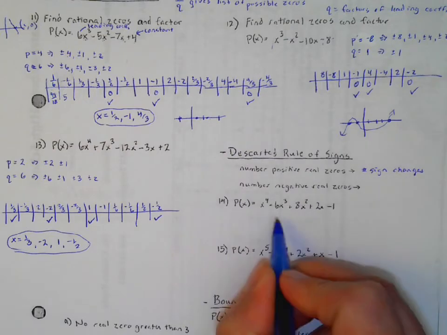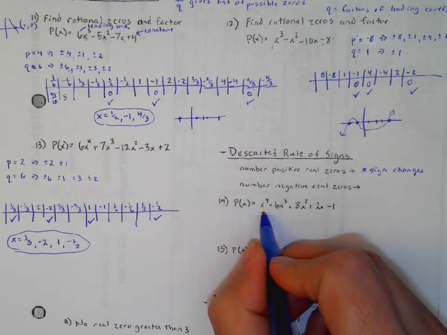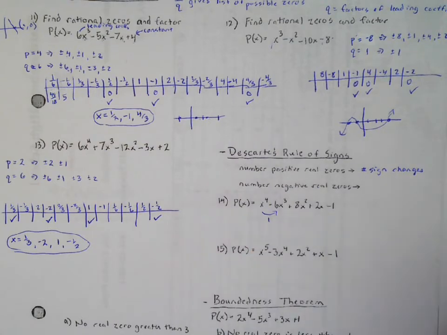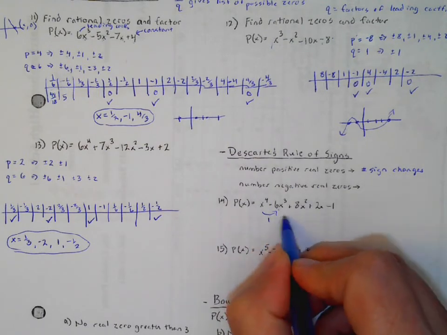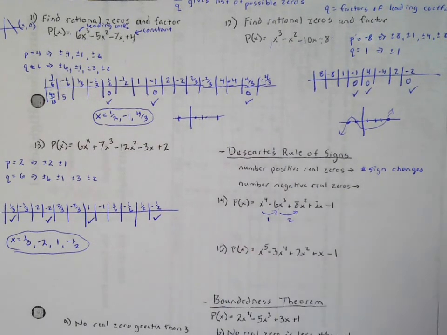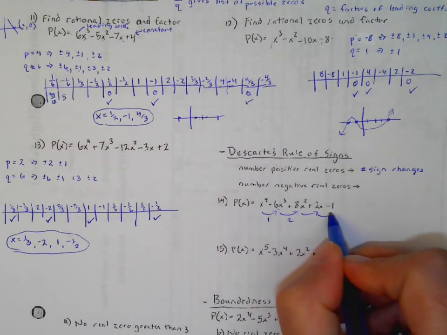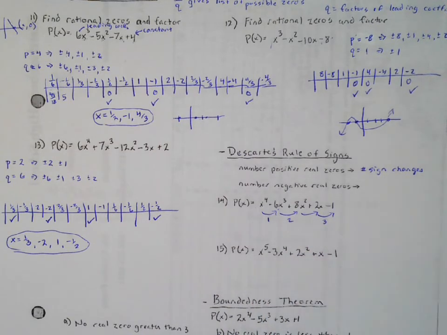Okay, so if we look at these sign changes, from here to here, this is a positive, that's a negative. That's 1 sign change. This is a negative to a positive. That's 2 sign changes. Positive to positive doesn't change. Positive to negative changes. So there's 3 sign changes.